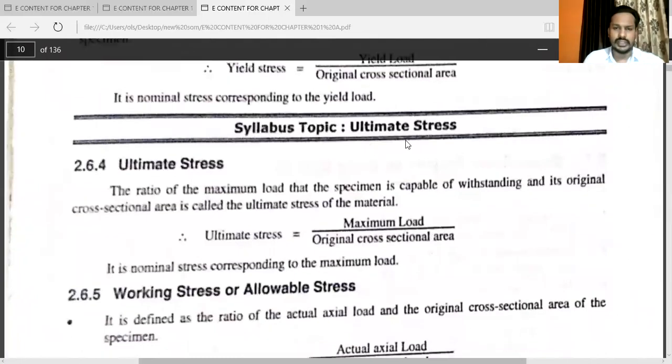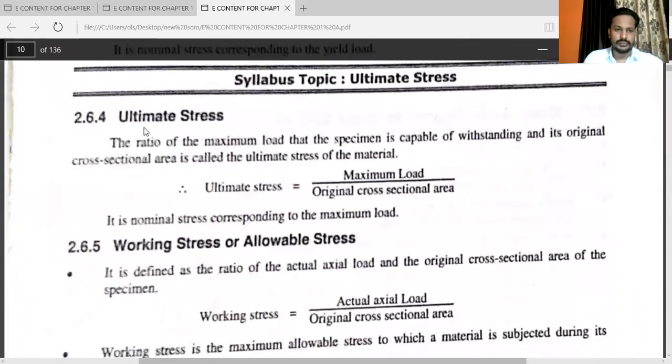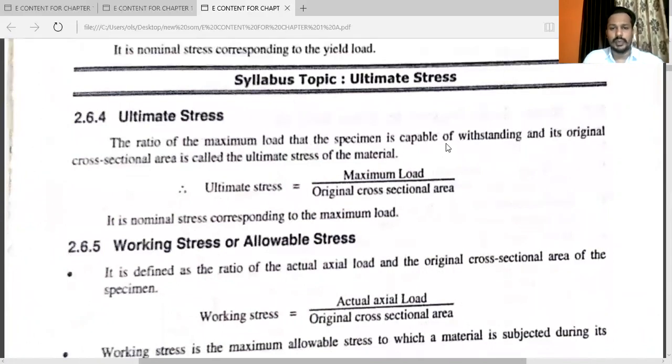Another subtopic, that is ultimate stress. The ultimate stress is nothing but the ratio of maximum load that the specimen is capable of withstanding and its original cross-sectional area, called the ultimate stress of the material. So ultimate stress is equal to maximum load upon original cross-sectional area. Please highlight each and every formula. It is the nominal stress corresponding to the maximum load. That is your ultimate stress.